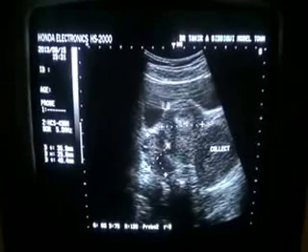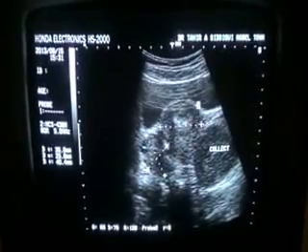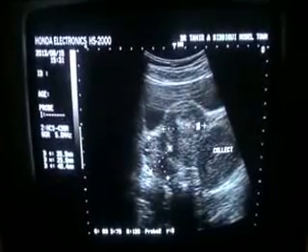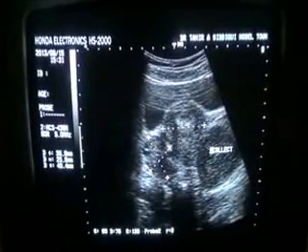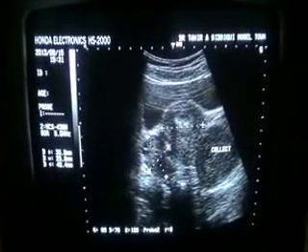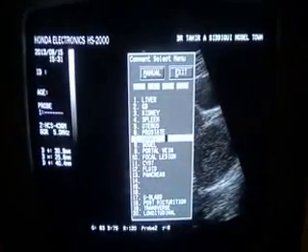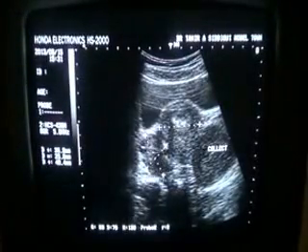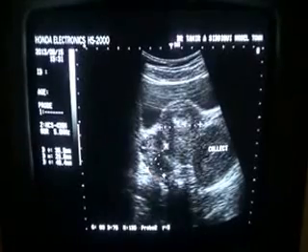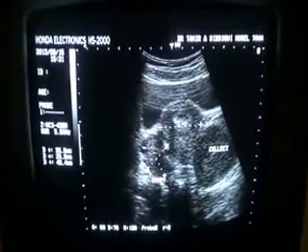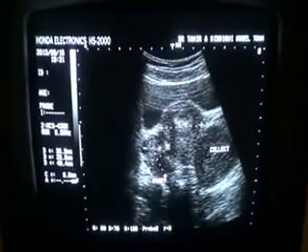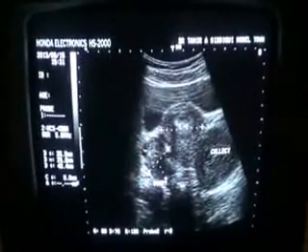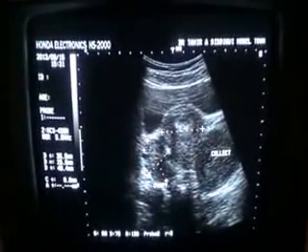Okay, now this is the urinary bladder in longitudinal section. This is the transverse section of the uterus. This is the endometrial canal. This is the ovary. You can see the follicular activity in this ovary, and this is the right ovary. These are the tiny developing follicles in this ovary.